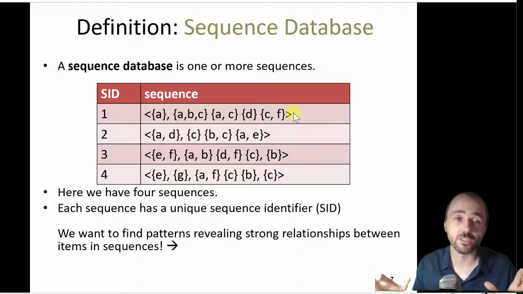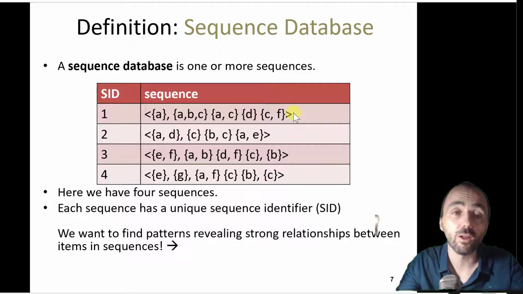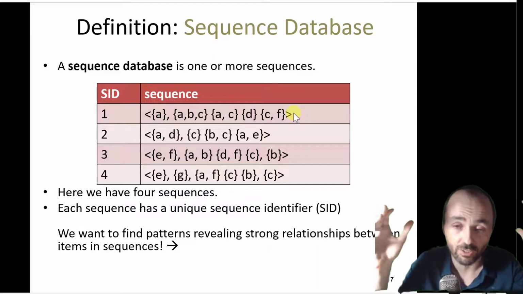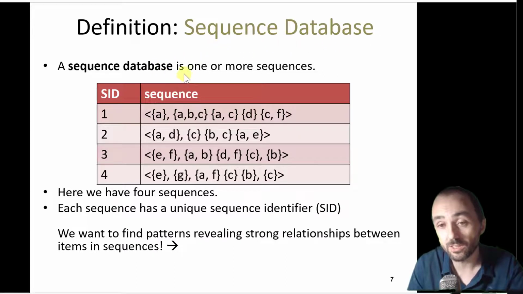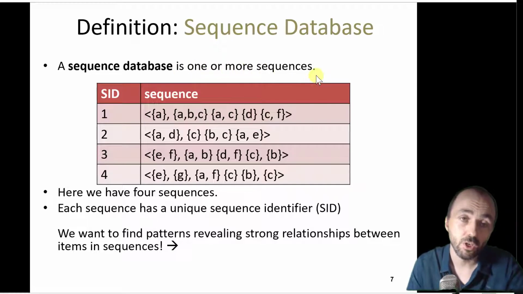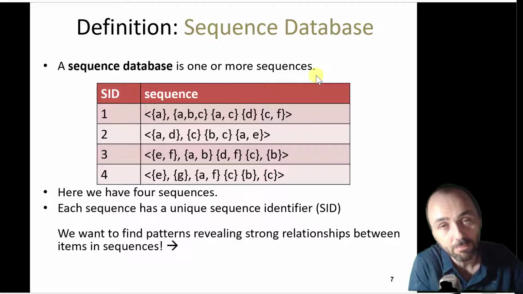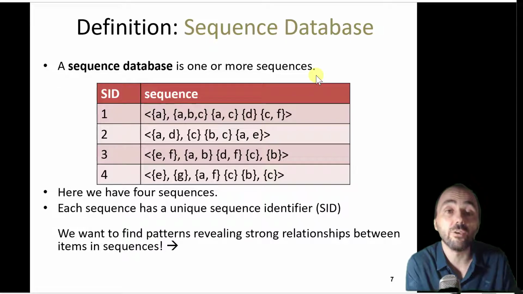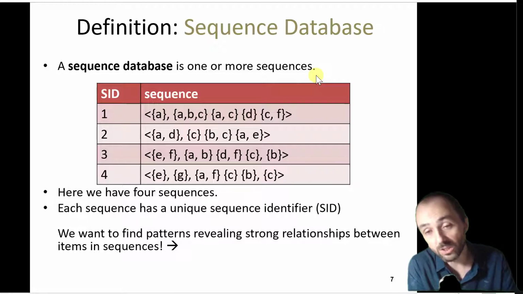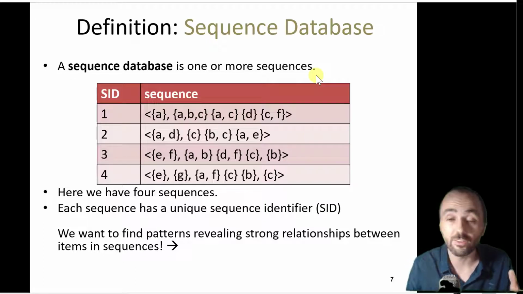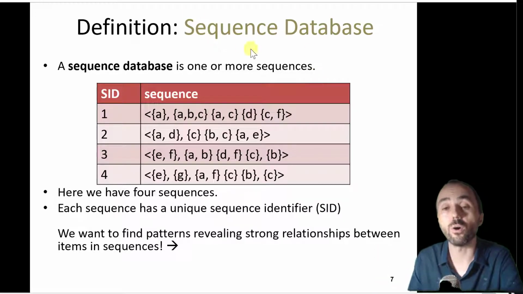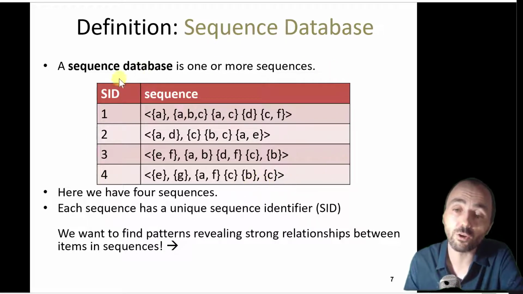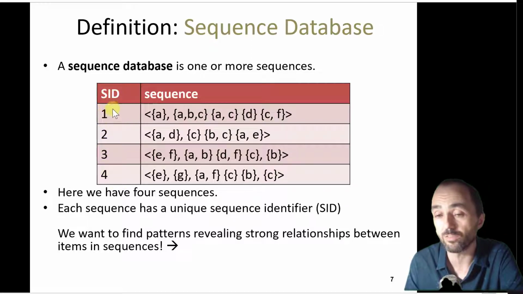Now, in this topic, we want to analyze a database of sequences, what we call a sequence database. A sequence database, simply, is one or more sequences. For example, if we continue with the shopping example, let's say you have many customers in a store. Each customer could be a sequence, and since you have many customers, you have a database of sequences. So here I have a table with 4 sequences: 1, 2, 3, 4 are the IDs of these sequences.